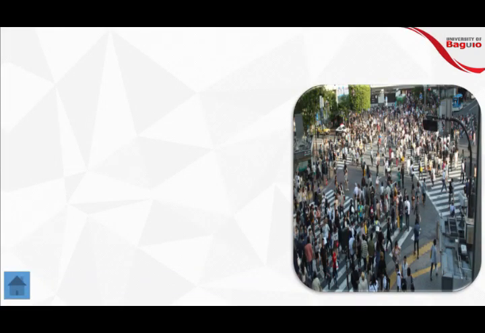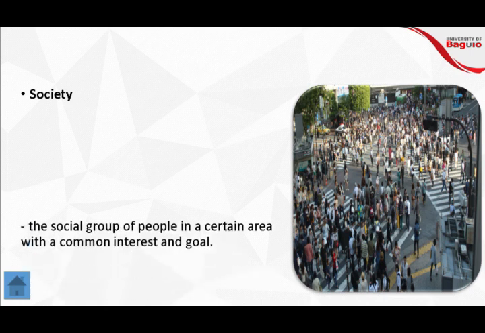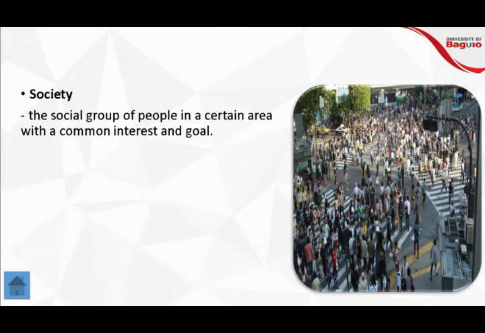But before I proceed with the relationship of technology and science, let us also define what society is all about. Since our subject is science, technology, and society, we need to define society. Practically speaking, society is a social group of people in a certain area with a common interest and a common goal. So that is basically society.